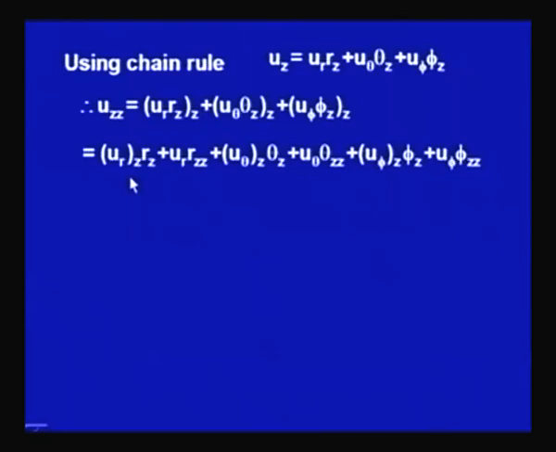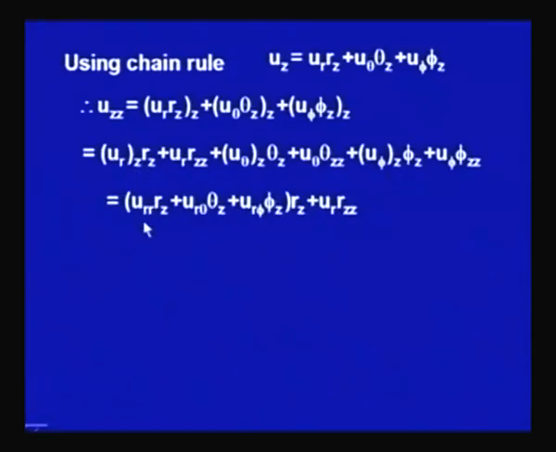Similarly, for u_z, again we use the same kind of chain rule: u_r r_z + u_theta theta_z + u_phi phi_z. For the second derivative, again first using the sum rule, that is, differentiation of the sum is the same as the sum of the differentiations, and then using the product rule, that is, the derivative of the first function into the second function plus the first function into the derivative of the second function. Again, for the derivative of u_r with respect to z, or u_theta with respect to z, and u_phi with respect to z, we use the chain rule.